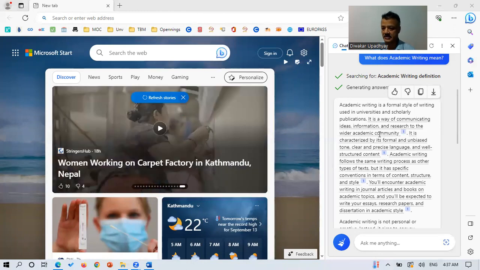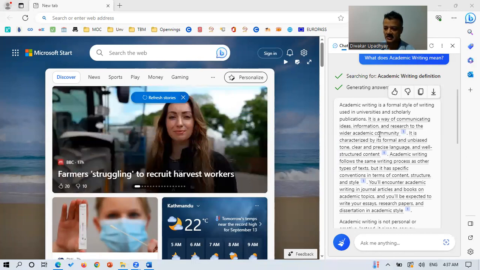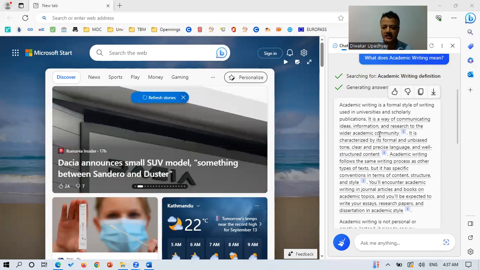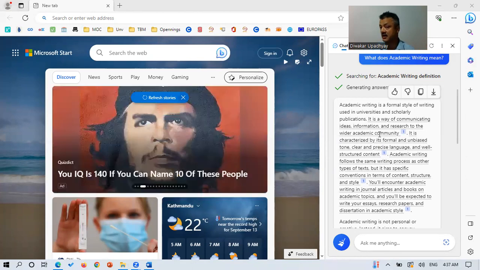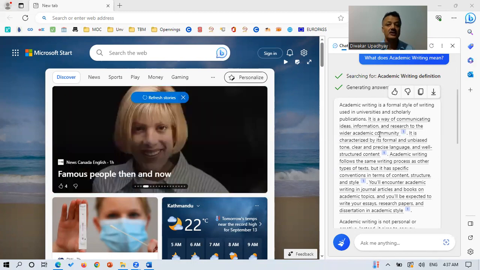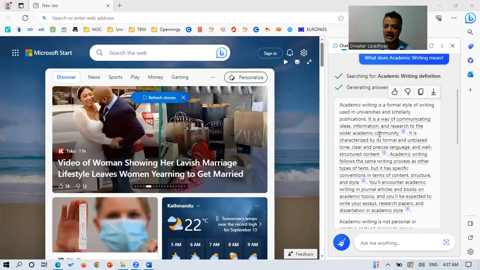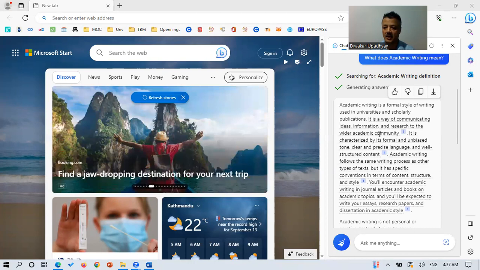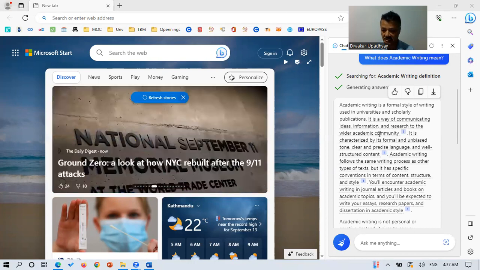You communicate ideas, information, and research to a scholarly community, the wider academic community. Academic writing is done in the academic community, which means the community at the university. Academic writing is characterized by its formal and unbiased tone. It is not subjective; it is objective in nature.